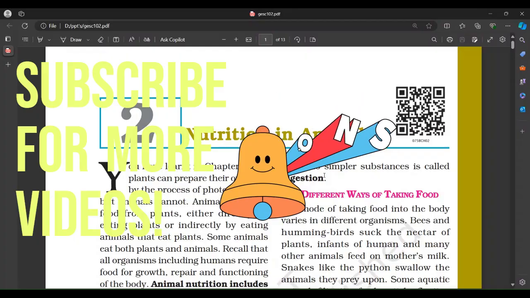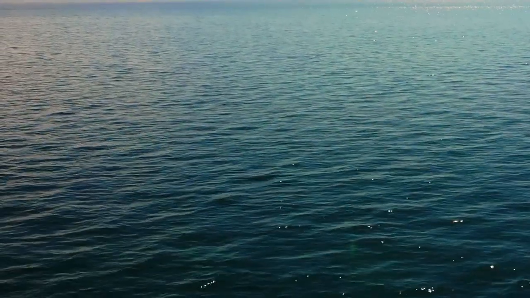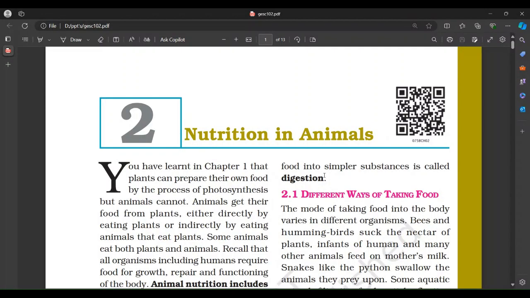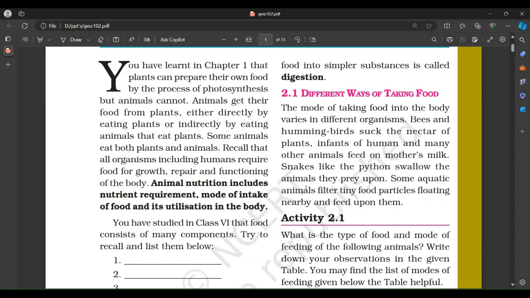So today we are going to start chapter number 2, nutrition in animals. We already finished chapter number 1 where we learnt about nutrition in plants, right? So let's begin. As we have learnt about the food and its components, we are getting the nutrition from the food, but we also already learnt about the food components.